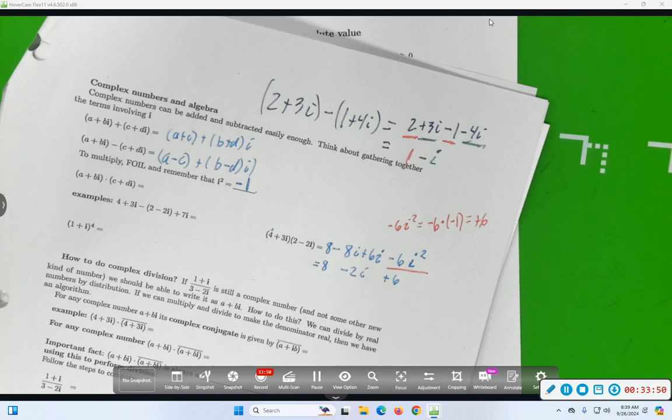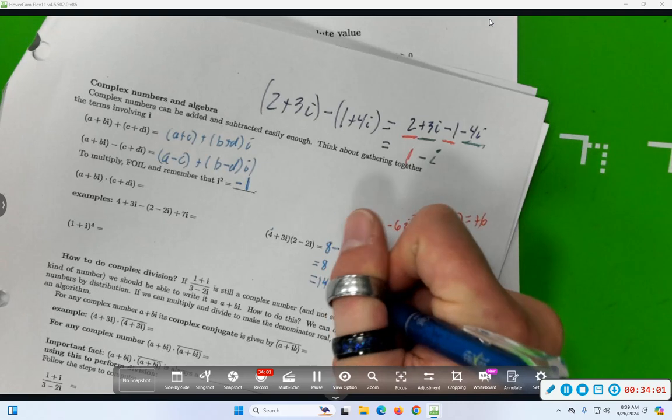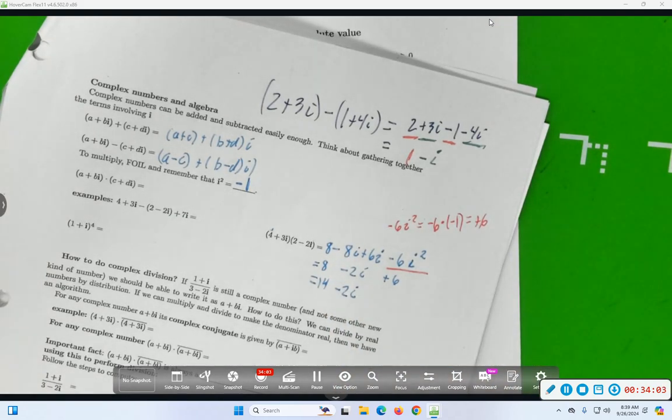Yeah, what do you see? You take 8 plus 6. Yeah, 8 plus 6 is 14? Yeah. Groovy.